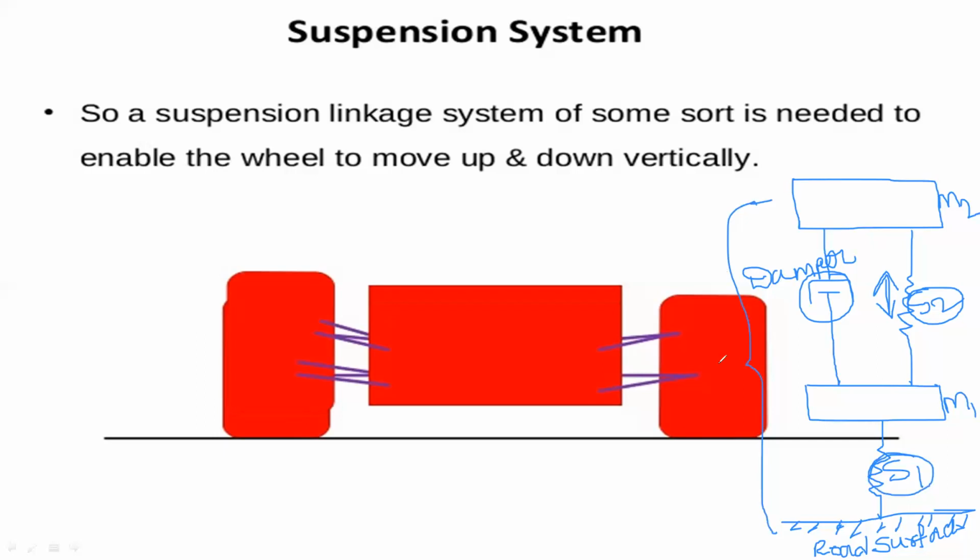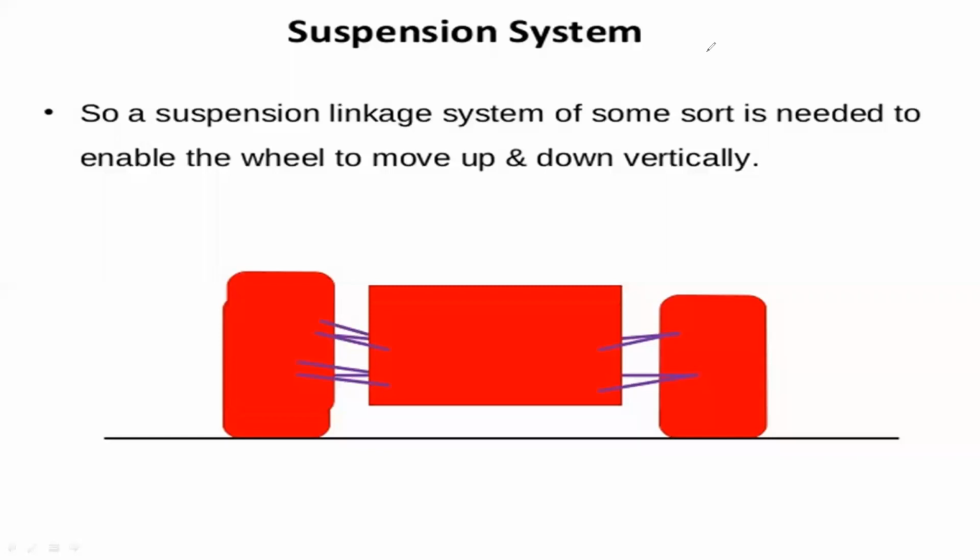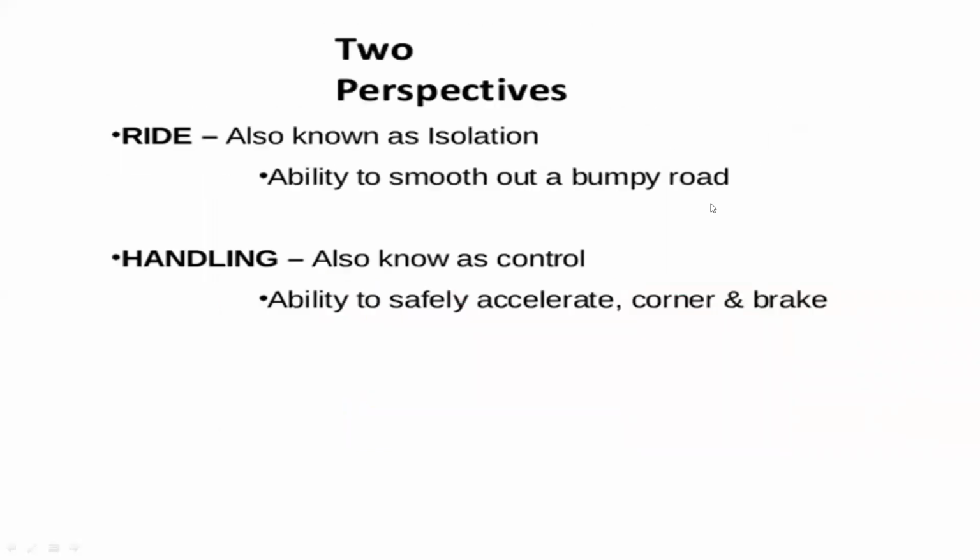The working procedure is based on this, so the vehicle should run very smoothly on the roads. We are arranging different types of suspension systems on the automobile vehicle. Okay. So next, what are the two perspectives of these suspension systems in automobile vehicles?